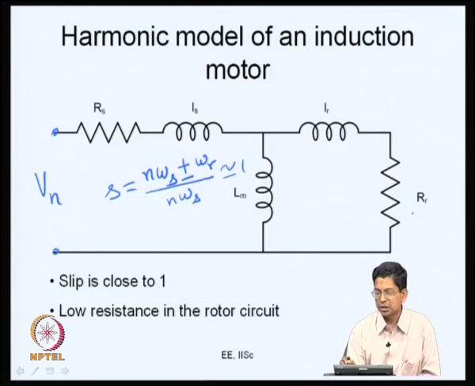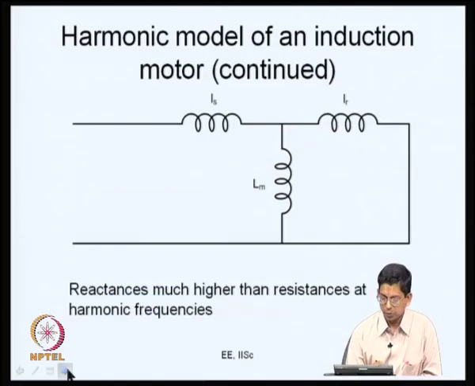So, what you have is r r instead of r r by s. Now, r r by s is big because s is small. So, if s is 0.05, r r by s is some 20 times r r, now it is only r r. R r by itself is only the winding resistance of the rotor, which is a very small number. So, what happens is, slip is close to 1, the rotor side resistance is now very low. Okay. So, you move to the next point.